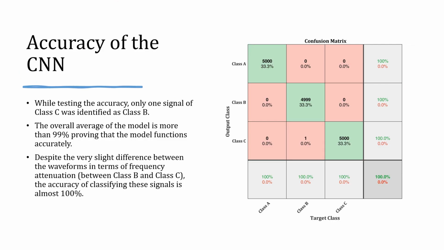The confusion matrix shows that the accuracy of the CNN model is more than 99%. Only one signal of class B is wrongly identified as class C. Other than that, the system works almost perfectly.